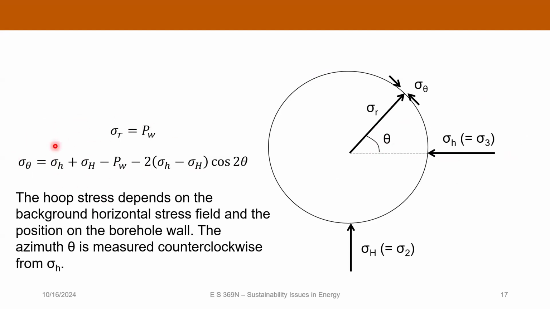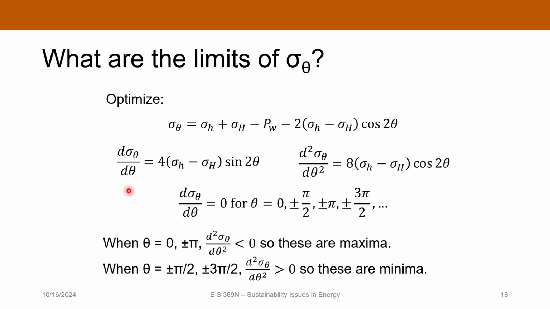Now, for any arbitrary horizontal stresses, we can define maximum and minimum limits on the hoop stress. We do that by finding where the first derivative of the hoop stress with respect to position goes to 0. I take that first derivative, and it's a sine of 2 theta. That means it's going to equal 0 anywhere that theta is 0 or multiples of pi over 2. So it's going to be a periodic function.